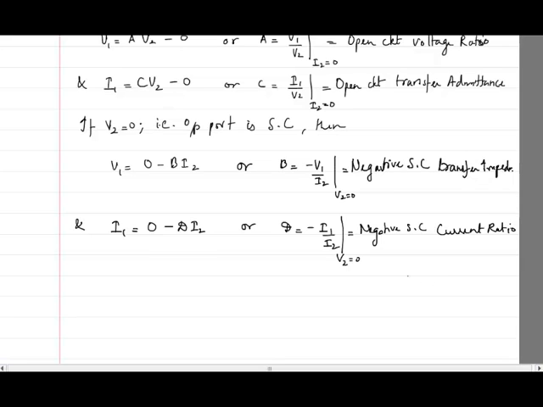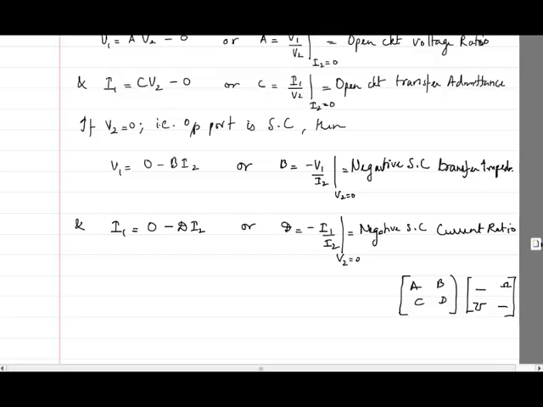Okay, now when we write ABCD, always remember A is a voltage ratio, so it will have no unit. Whereas B is a transfer impedance, so its unit is ohms. Similarly, C is transfer admittance, so its unit is mho. And the last, D, is a current ratio, and because it's a ratio, its unit is also no unit.